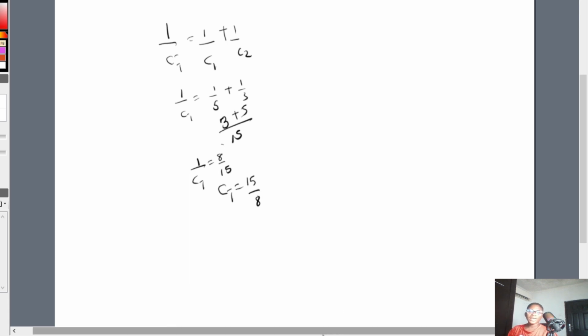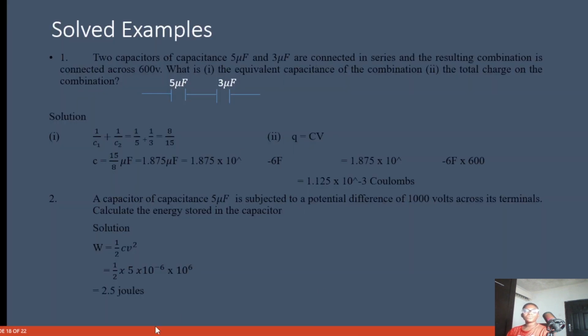So what else were we asked to look for? We were asked to look for the total charge on the combination. Don't forget Q is equal to CV. And so we can do our normal multiplication. When we did our division with the microfarad, we got this times 10 to the power minus 6.